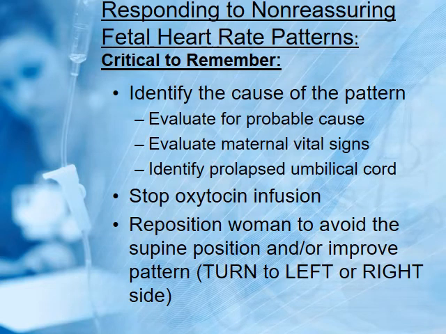When responding to a non-reassuring fetal heart rate pattern, it's critical to remember how to identify the cause. Know the VEAL CHOP, what's the problem, because if you don't have the right deceleration, you're not going to fix it. So evaluate the cause, the maternal vital signs, and if there's a prolapsed cord causing that variable deceleration, right? Stop the oxytocin if she's got tachysystole, or if you just need to give that baby time to recover while we improve the heart rate, that is a perfectly fine thing to do.